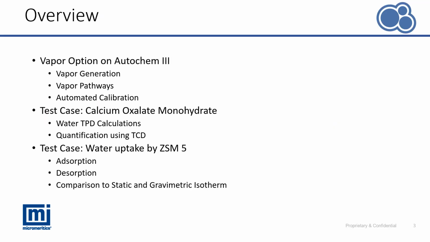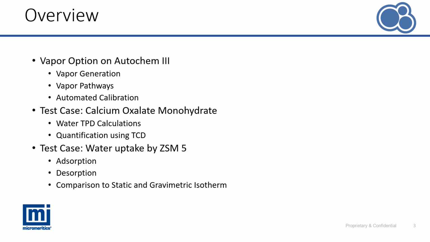So for today's discussion, we will talk first regarding how vapor is generated in the vapor generator. The vapor pathways via pulse versus continuous flow. We will show examples of the automated calibrations performed from both pathways.